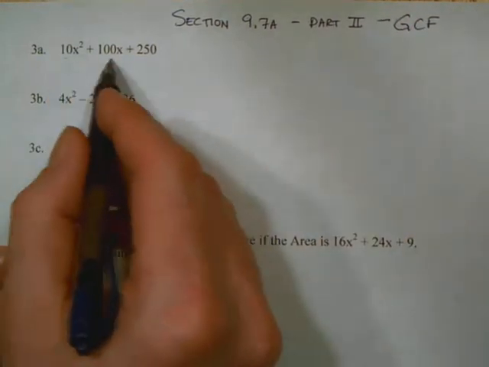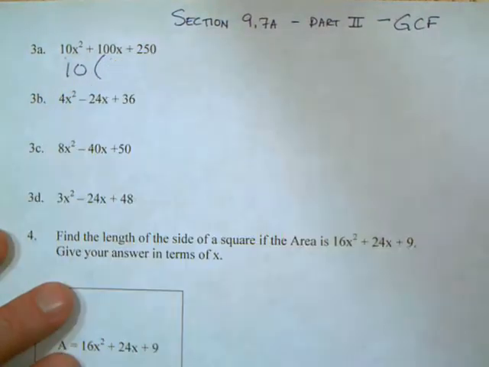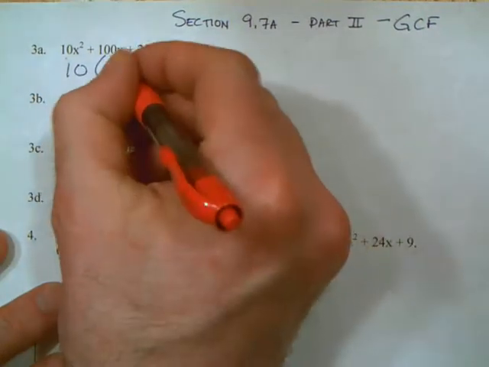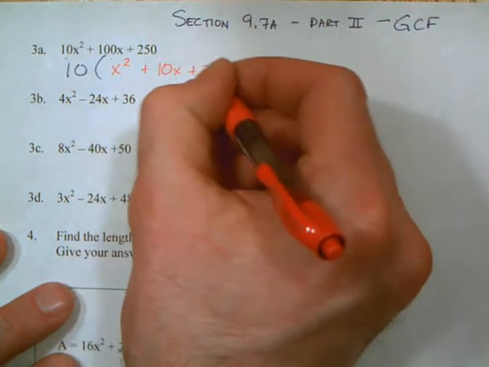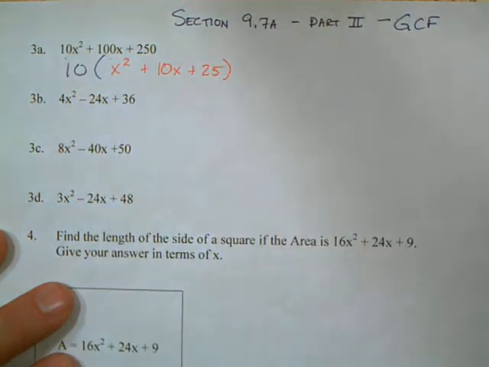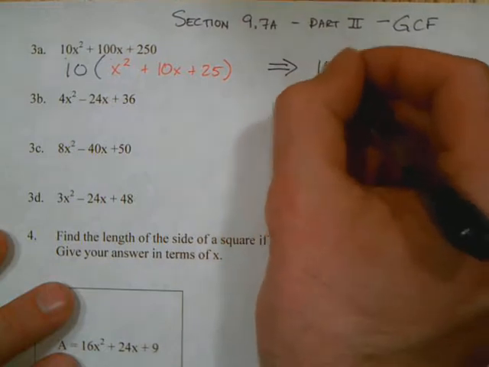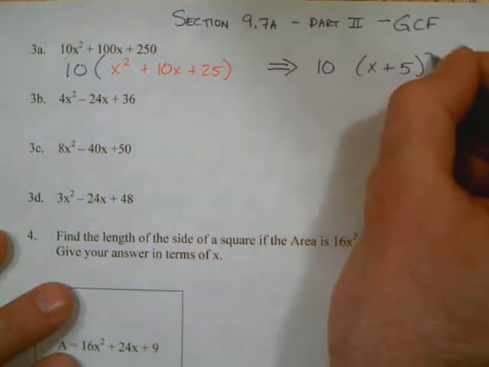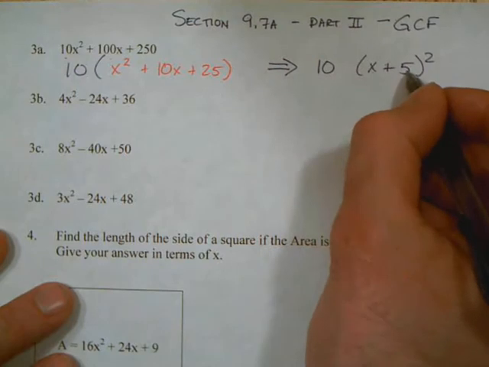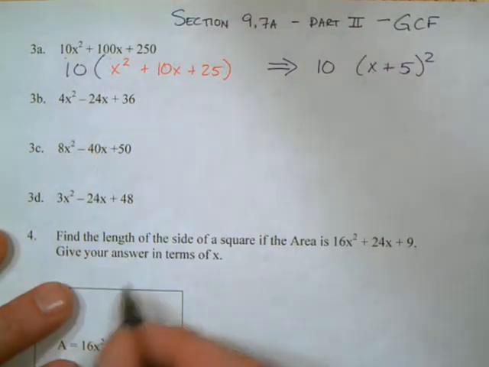Do you see the GCF? I hope you do. It's 10. So let's write what's left over. When we take out a 10, we have x squared plus 10x plus 25. Well, we can easily write our answer because we have a perfect square involved. That's x plus 5 squared because 5 times x is 5x, and double it and you get 10x.